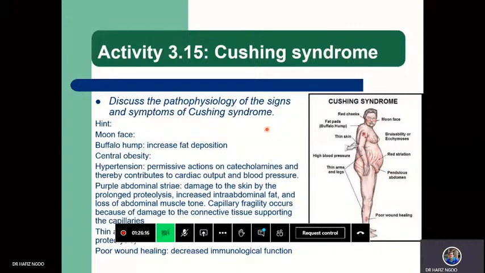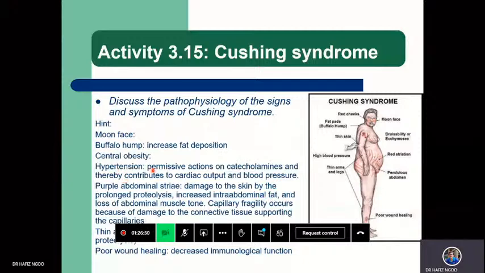So what are the signs and symptoms of Cushing syndrome? You basically see people who have this problem: moon face, buffalo hump. That means you see the buffalo hump here. There is increased fat deposition, and then central obesity. That means the obesity is only at the center, but the limbs, the arms, all become thin. This is because of increased proteolysis of the muscle that becomes substrate for glucose synthesis.